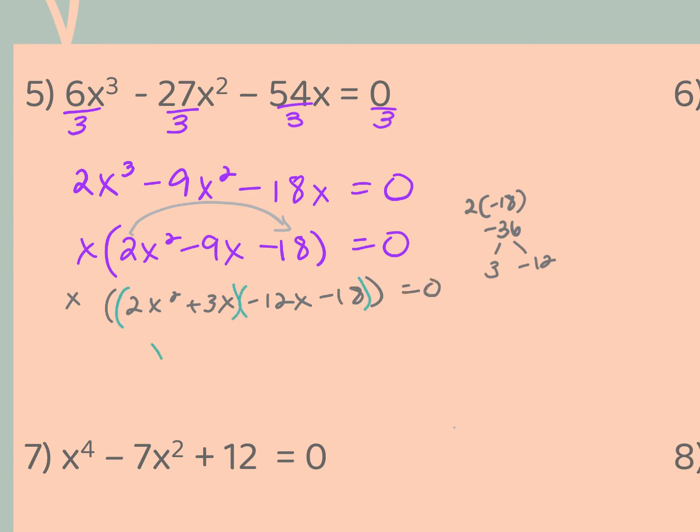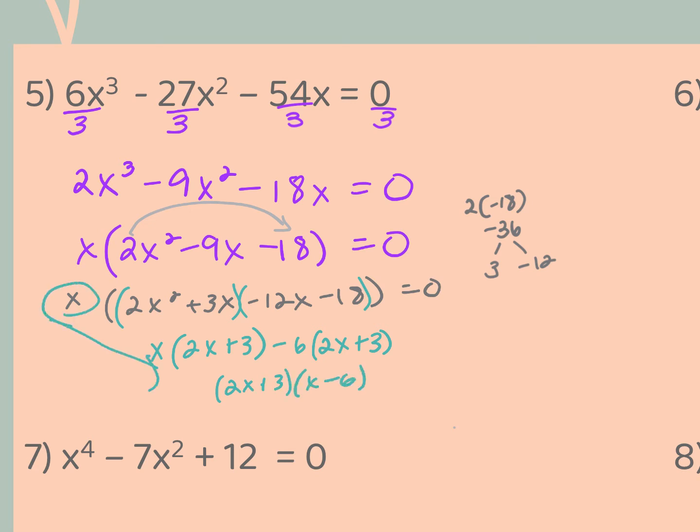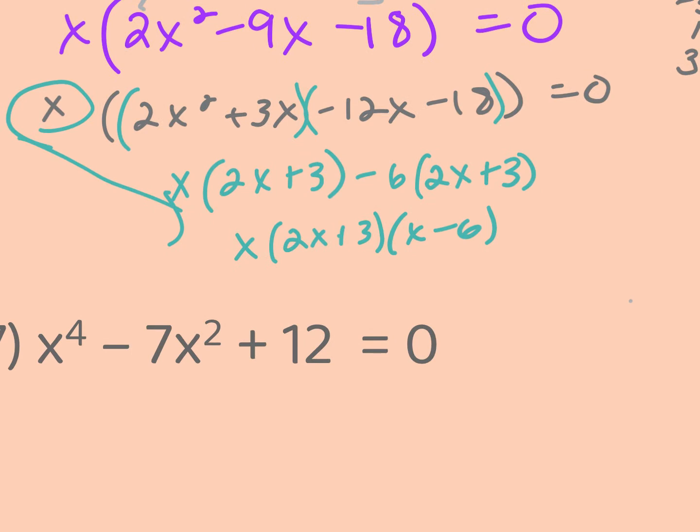So from here I could take out an x. From here I can take out a negative 6. I get 2x plus 3, x minus 6, and then the positive x that's on the front has to get carried down. Don't forget it. Now I split and solve. So I get 0. 2x would equal negative 3, x would equal negative 3 halves, and x would equal positive 6.